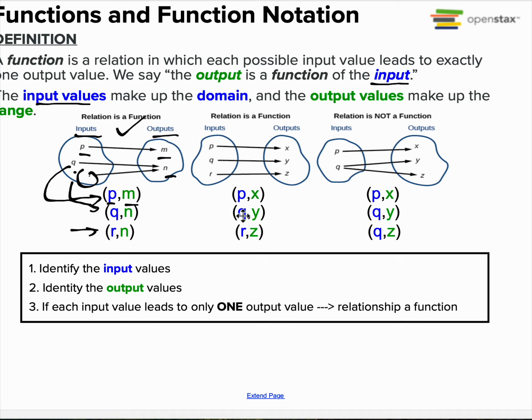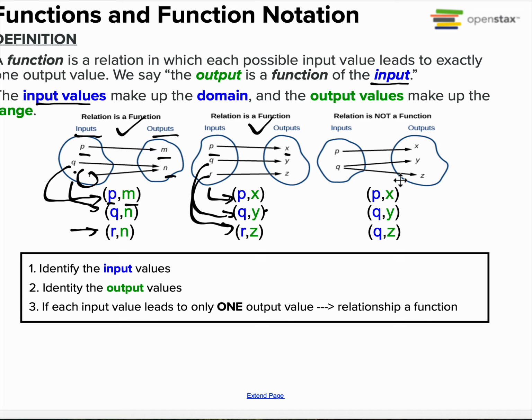If I look at this relationship, when I input P, I output X. When I input Q, I output Y. When I input R, I output Z. All right, so this relationship is also a function.